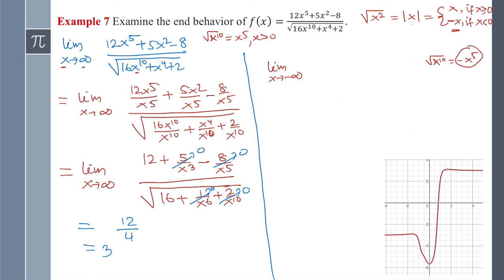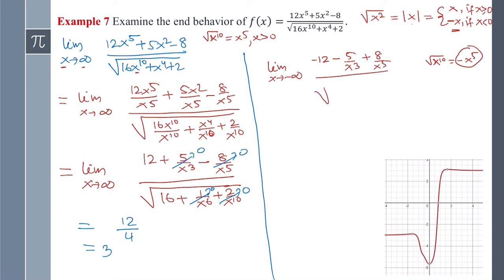Okay, so we really have to be careful with this when we are finding this square root, when we have a square root. So now if we divide everything by negative x to the 5th, the numerator becomes negative 12, then minus 5 over x cubed, then plus 8 over x to the 5th, because we are dividing by negative x to the 5th.